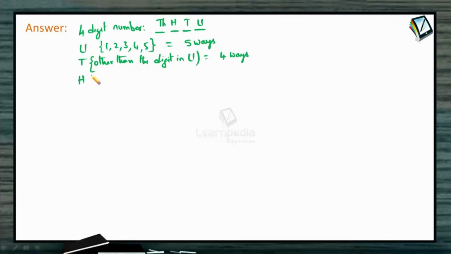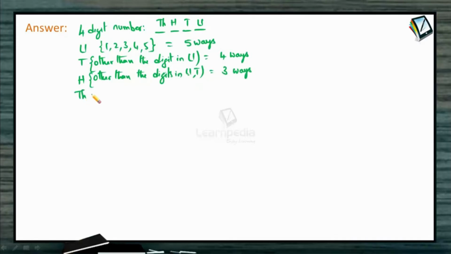What can you say about the hundreds place? Yes, while filling up the hundreds place, we have already exhausted 2 choices. So out of the 5, other than the digits in the units place and the tens place, you have only 3 ways of doing this, right?